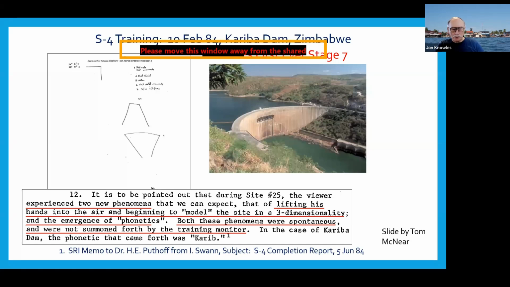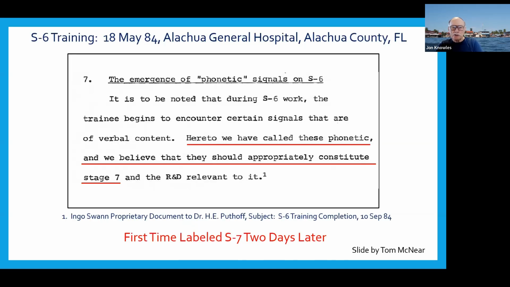Looking at the bottom, it is pointed out that during Site 25, the viewer experienced 2 new phenomena that we can expect: that of lifting his hands into the air and beginning to model the site in 3-dimensionality, and the emergence of phonetics. Both these phenomena were spontaneous and were not summoned forth by the training monitor. In the case of Kariba Dam, the phonetic that came forth was Karib. So regarding the emergence of phonetic signals on S6, it is noted that during S6 work, the trainee begins to encounter certain signals that are of verbal content. Here too, we have called these phonetic, and we believe that they should appropriately constitute stage 7 and the research and development relevant to it.